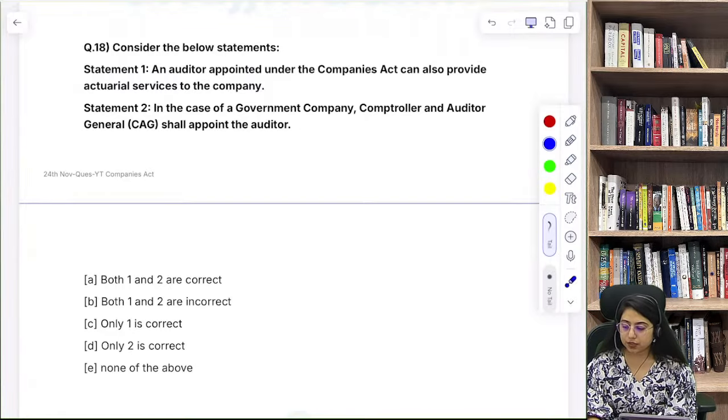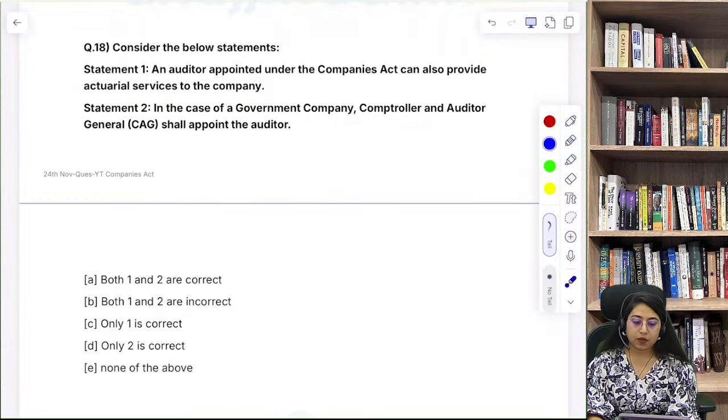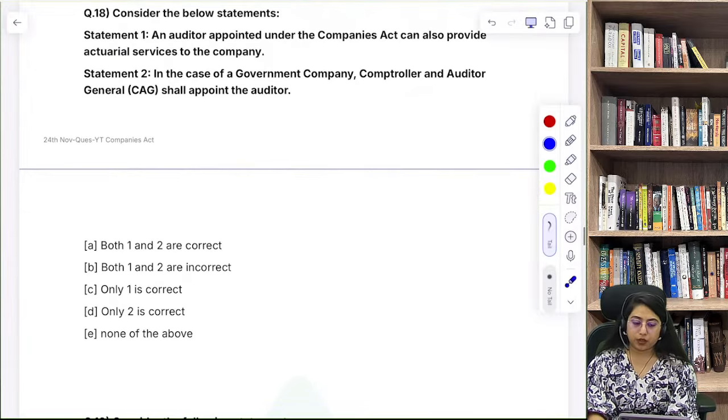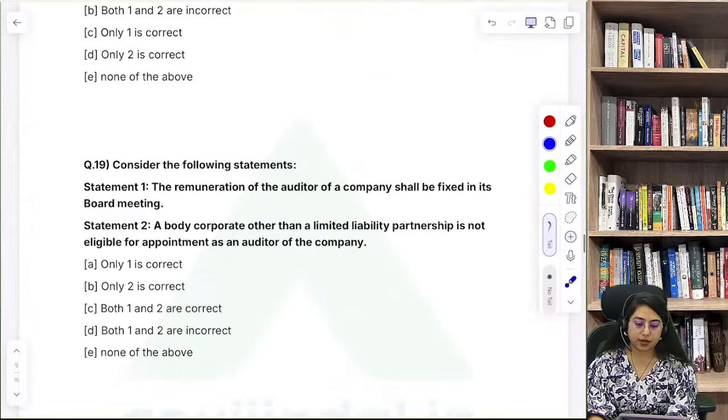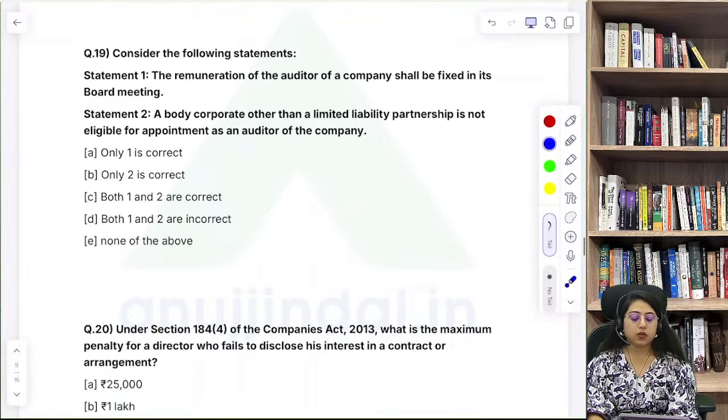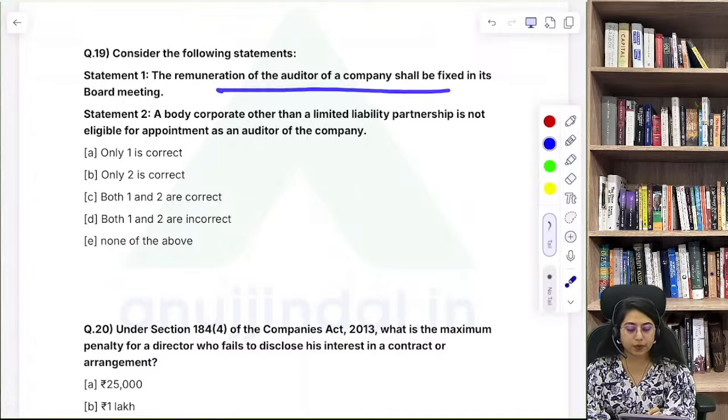Actuarial services refer to the mathematics, statistics, and financial theory used by actuaries to analyze risk and uncertainty, mainly for insurance, pension funds, and long-term financial planning. Okay, everybody is correct. Very good, Rahul. Okay, the remuneration of the auditor of a company shall be fixed in its board meeting.